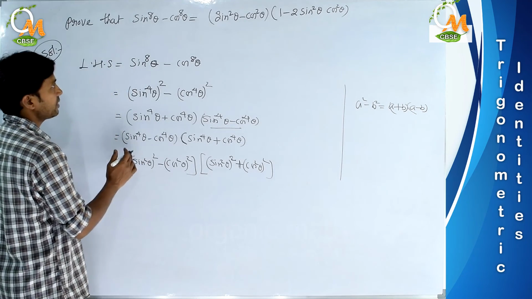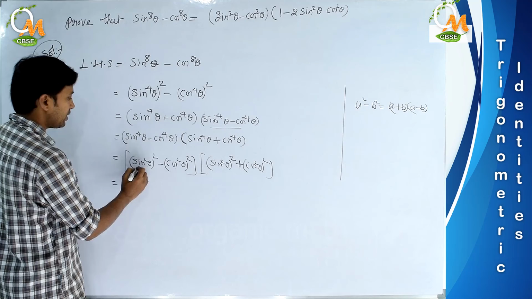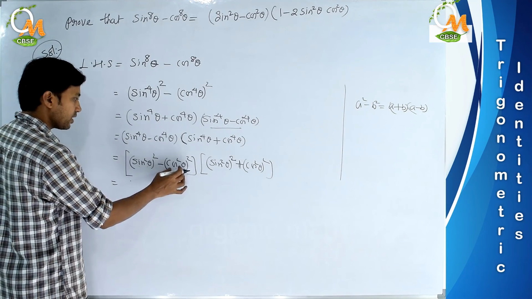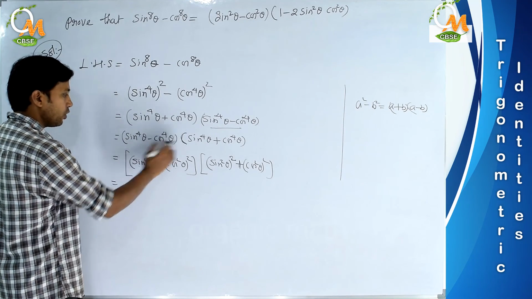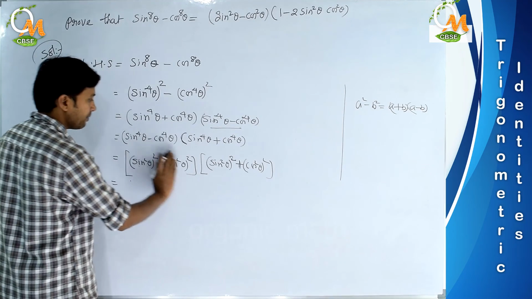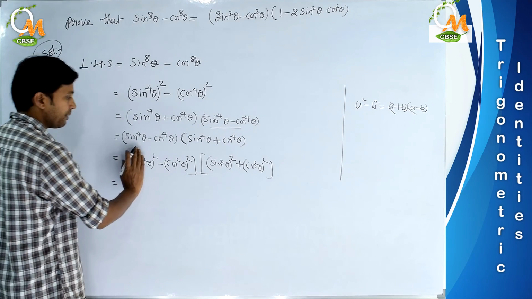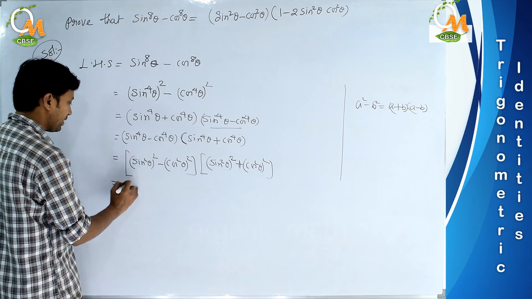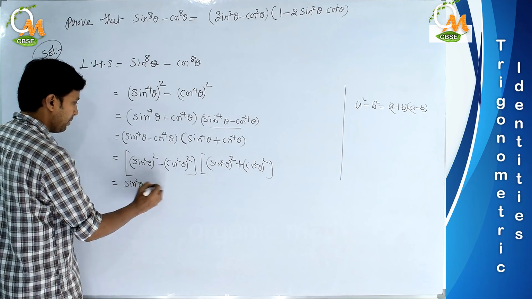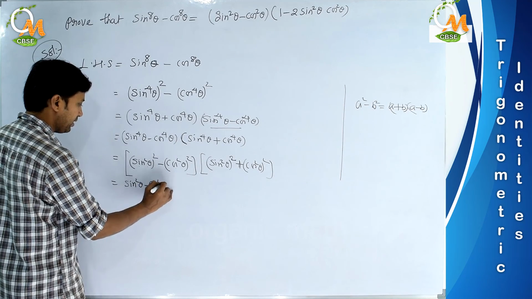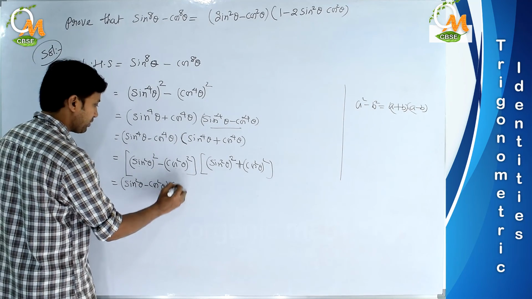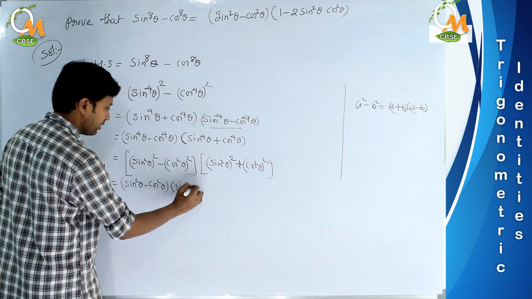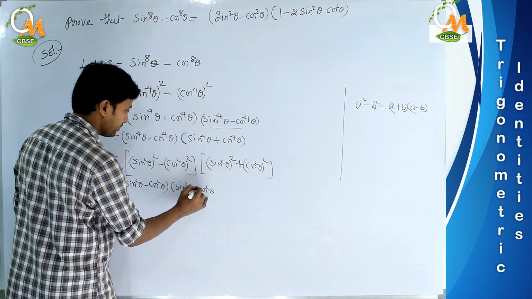Now see this here. Here this can be written as what? Sin square theta and cos square theta are a and b, whole square are written. So a square minus b square can be split into a minus b into a plus b. So what is a minus b? A is sin square theta, minus b is cos square theta, into a plus b, that would be sin square theta plus cos square theta.